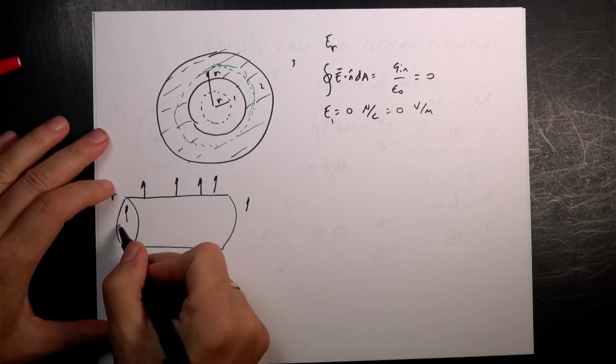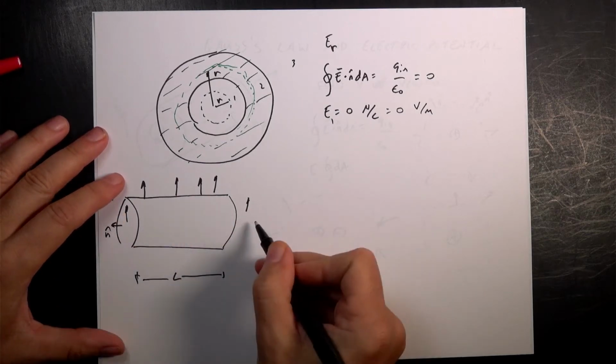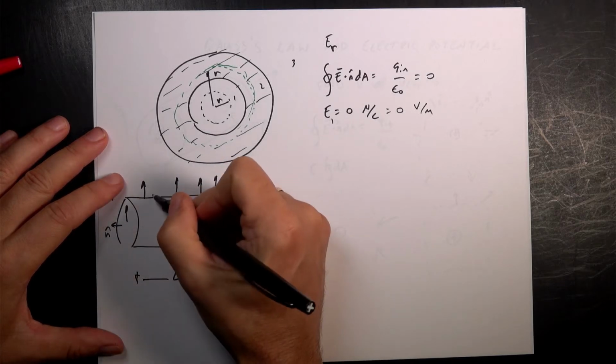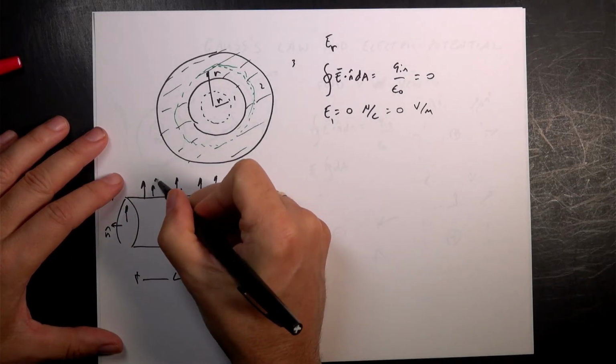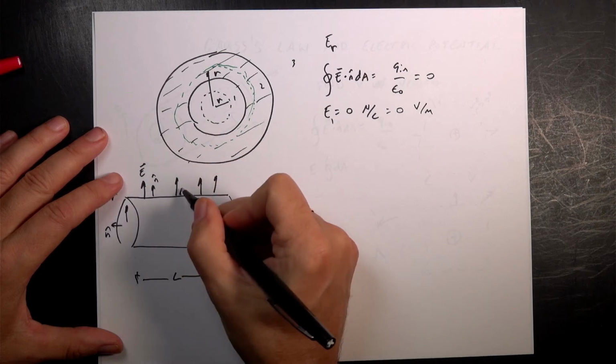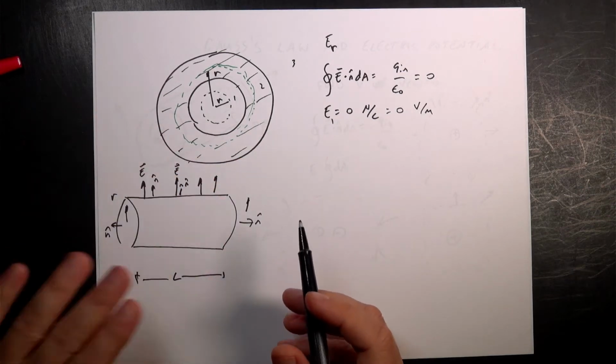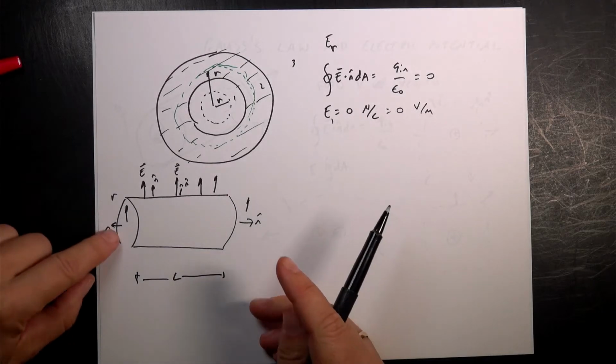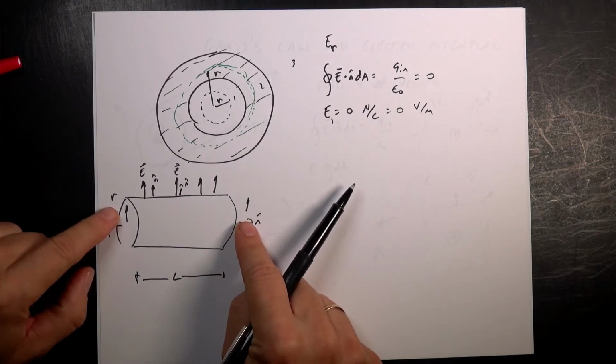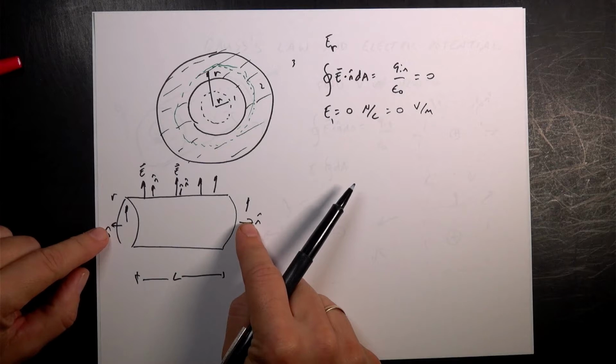But on these end caps, n hat is that way. Over here, n hat is that way. Right there, these are n hats, those are E's, n hat, E, and so forth. So on the side surface, n hat and E are in the same direction. On the end caps, E and n hat are perpendicular.